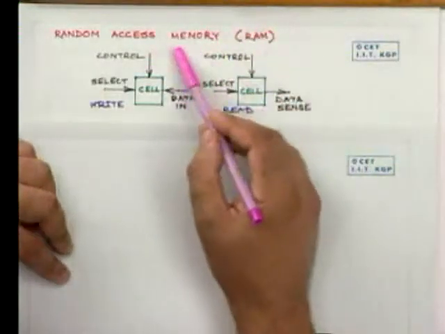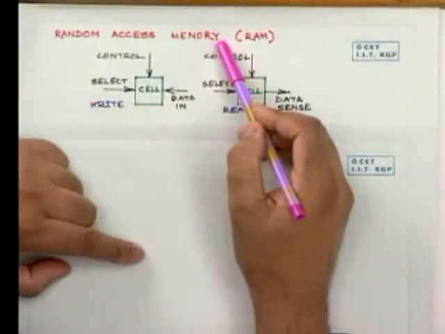Now, when you come to the main memory, we call the main memory a random access memory. We call it a random access memory because wherever the data is, a constant time is needed to access the data, and therefore we call it random access.